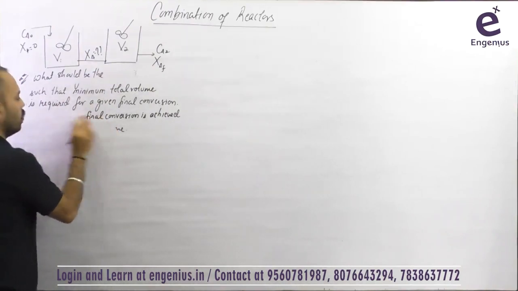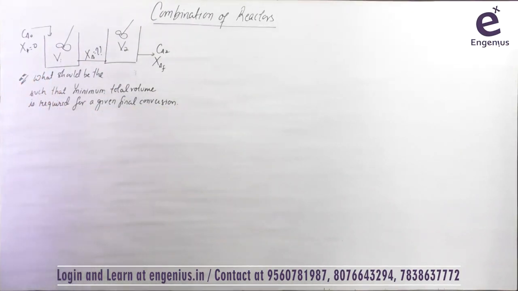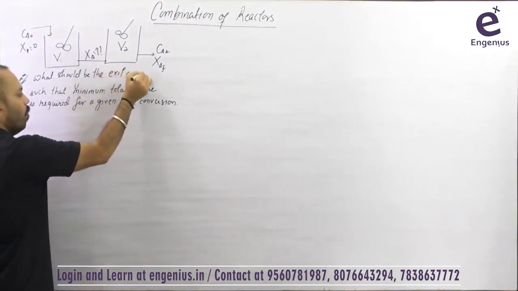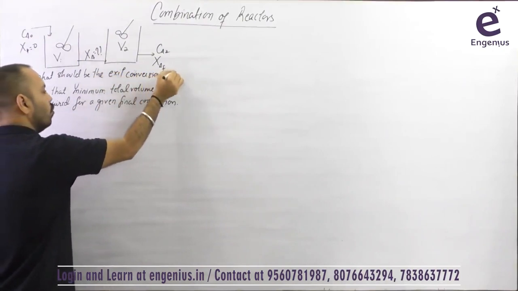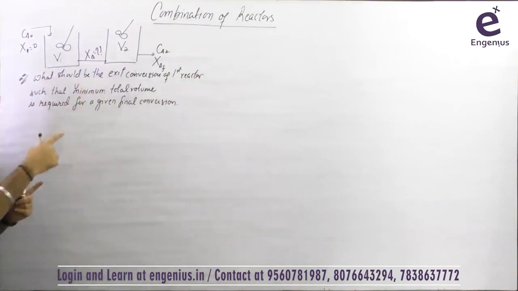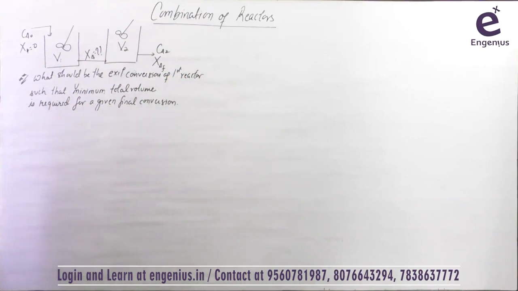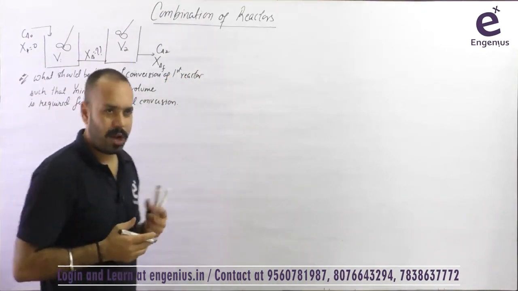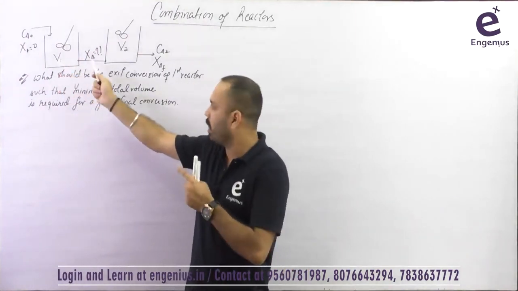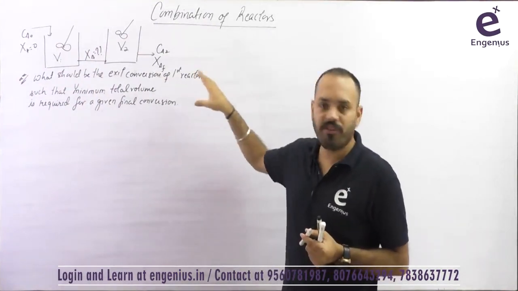Let us also remove this part, otherwise it may create confusion here. What should be the exit conversion of first reactor? I'll come to that part, but right now we are discussing a slightly different case: I have two reactors connected in series, but I don't know what should be their volume. Because if I fix its volume, then definitely the conversion also gets fixed. Then what are we asking? What should be the conversion at the exit of first reactor?